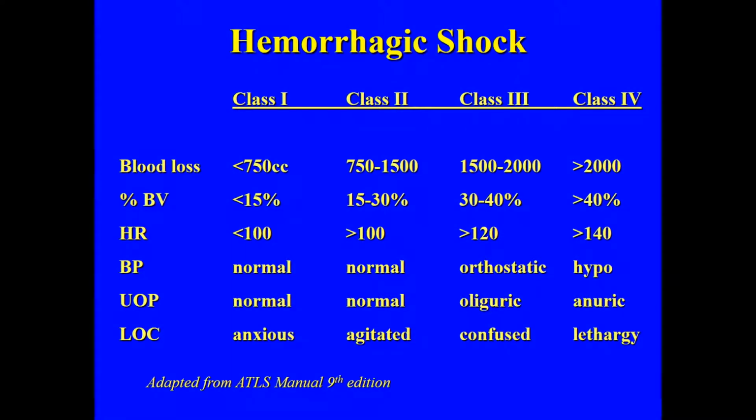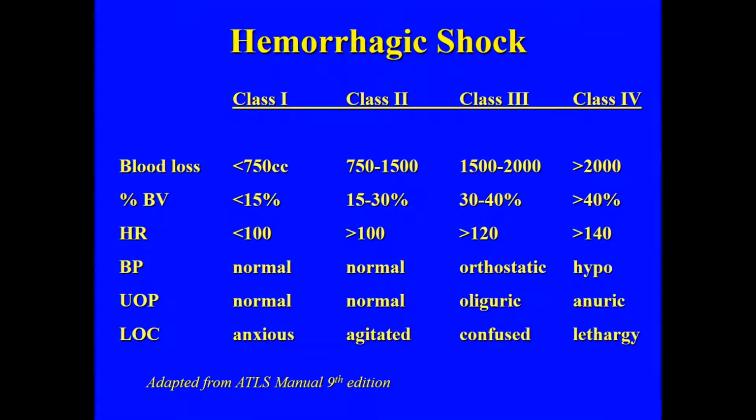Hemorrhagic shock may be classified into 4 levels of severity. The scheme shown here is adapted from the American College of Surgeons Manual on Advanced Trauma Life Support, 9th edition. The least severe form of shock, or class 1, shown here, is associated with less than 15% loss of circulating blood volume, and in a normal adult, this consists of about 750 cc's or less of shed blood.